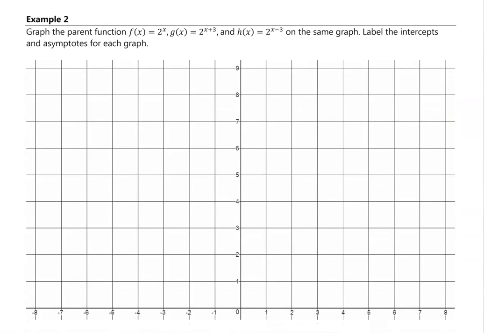Next, example 2. Graph the parent function f of x is equal to 2 raised to x. Here, g of x is equal to 2 raised to x plus 3, and h of x is equal to 2 raised to x minus 3. So now, what are the differences between these 3? 2 raised to x plus 3 means to the left 3. And 2 raised to x minus 3 is right 3. So you just move your exponential to the right 3.